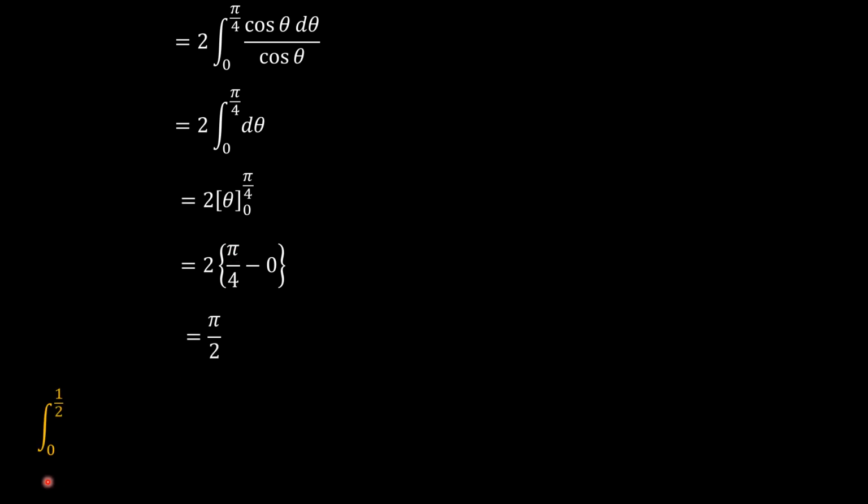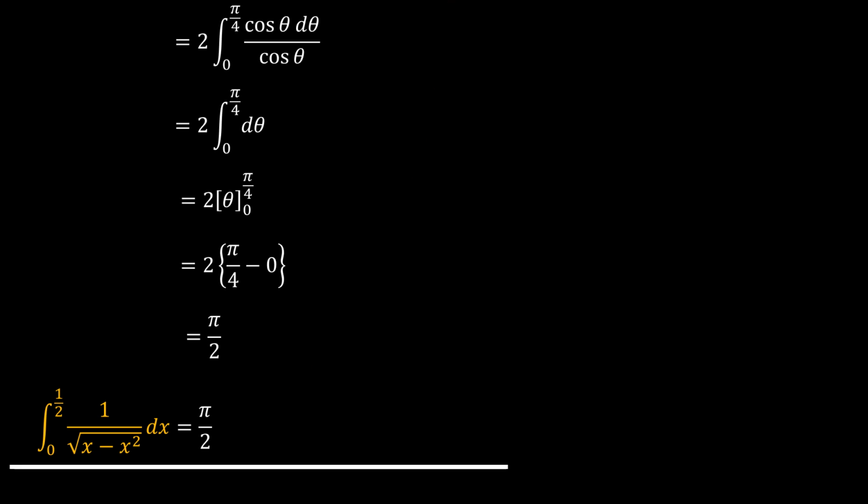So it means that the integral from x equals 0 to x equals a half of 1 over the square root of x minus x squared is the same as pi over 2. So that is method number 1. Now method number 2 is going to be slightly different.